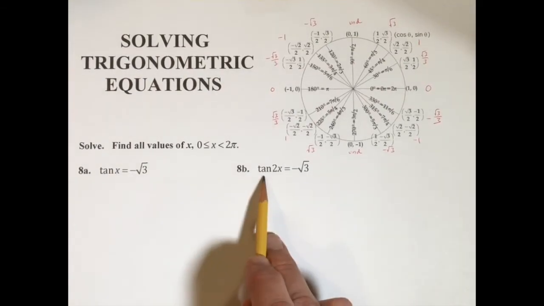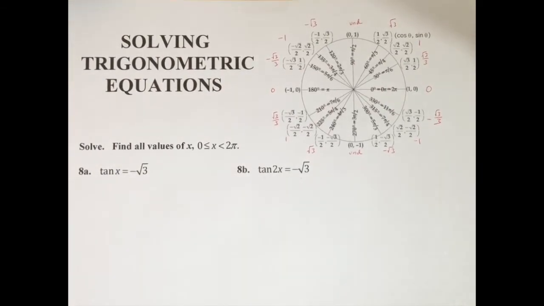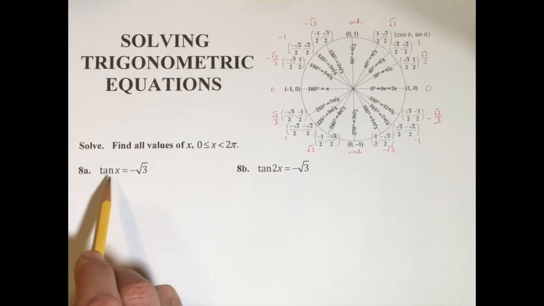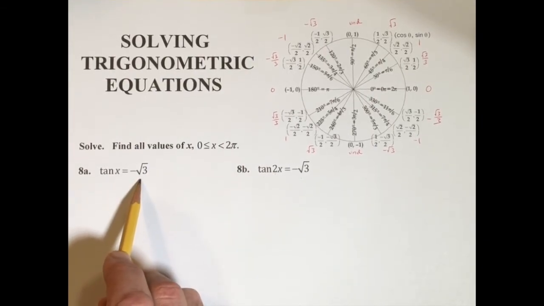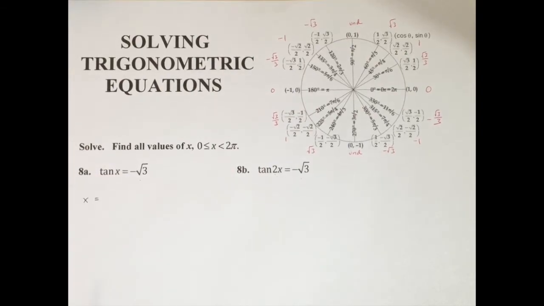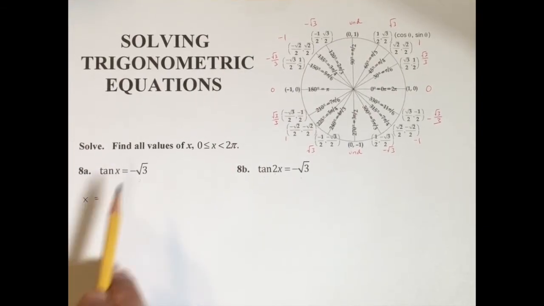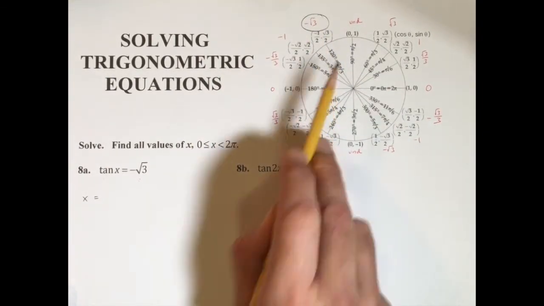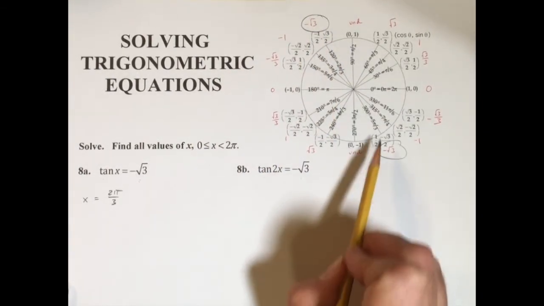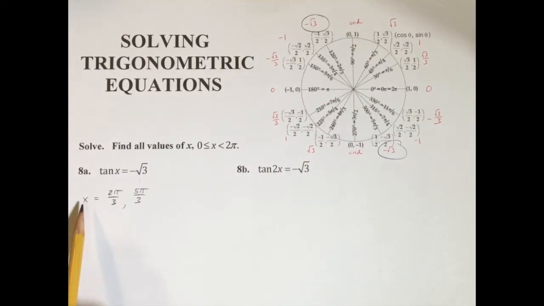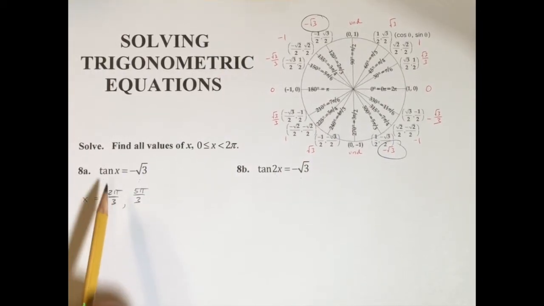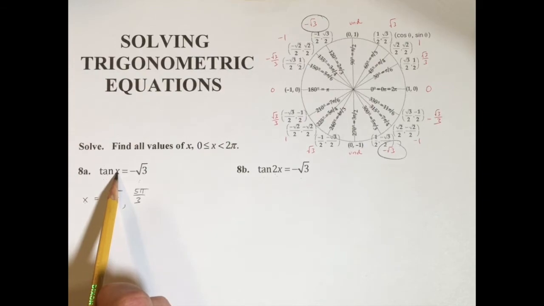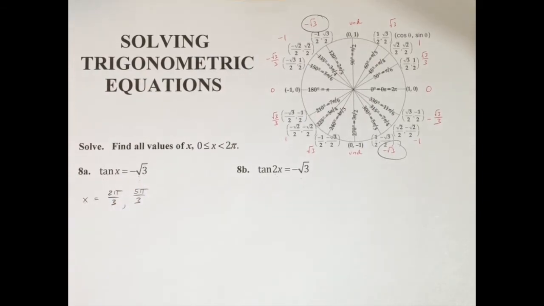The equation tangent of 2x equals negative square root of 3 will have 2 times as many answers as the equation tangent of x equals negative radical 3. So let's first see where tangent of x equals negative radical 3. Well, that occurs right here at 2 pi over 3 and right here at 5 pi over 3. X can equal 2 pi over 3 because tangent of 2 pi over 3 equals negative radical 3.